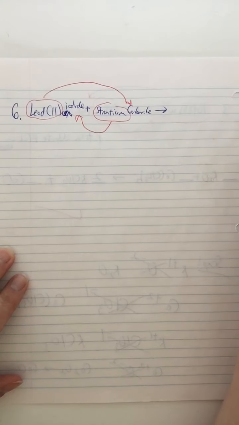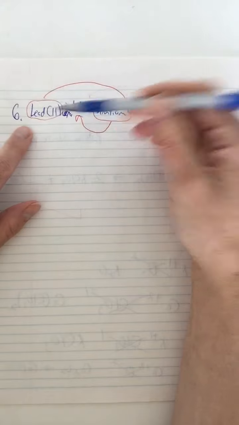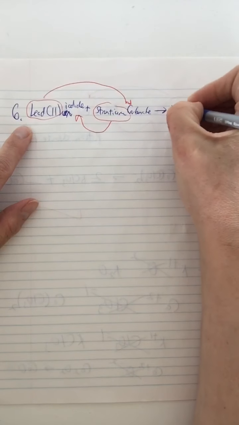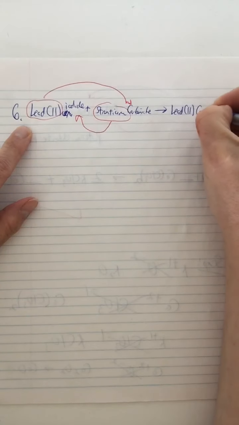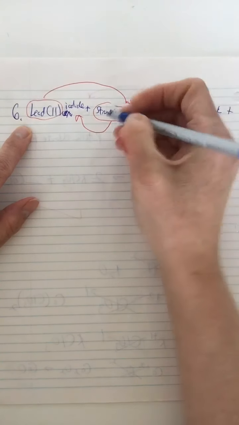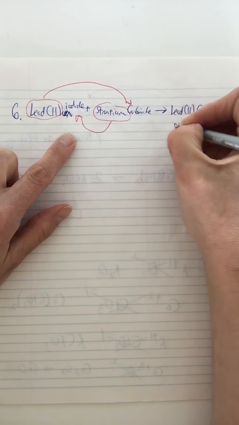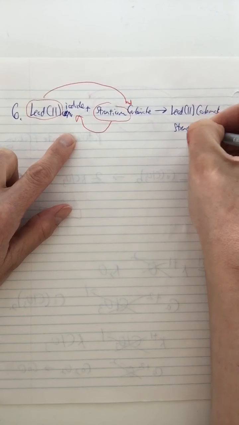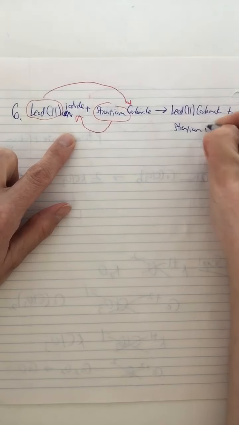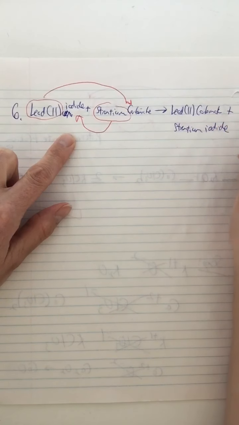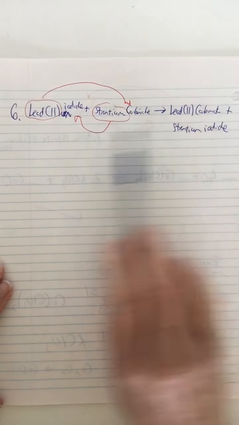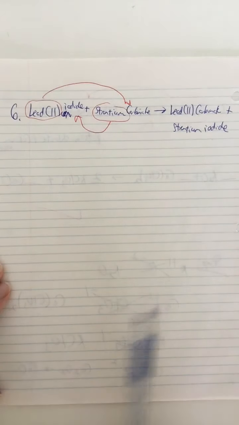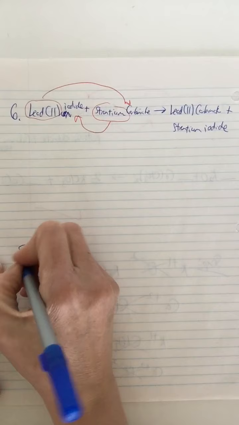Okay, let's see, what would we write out? Well, lead 2 is going to go with carbonate, and strontium is going to go with iodide. So pretend that's all written out nicely on one line because I can't fit it, but there you go. So let's do the scrap and we'll figure out what these look like.